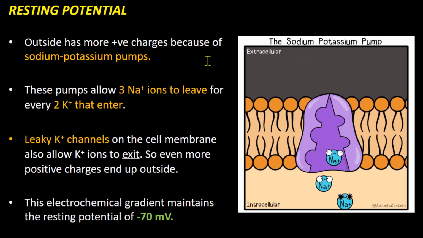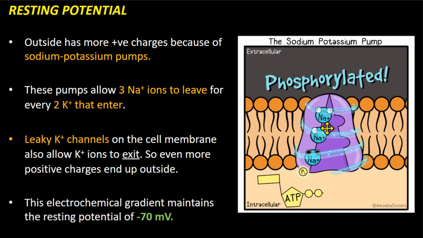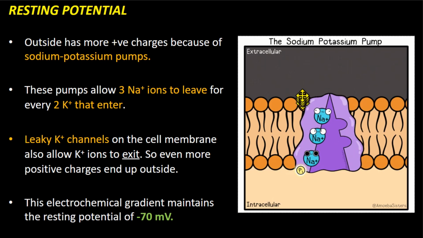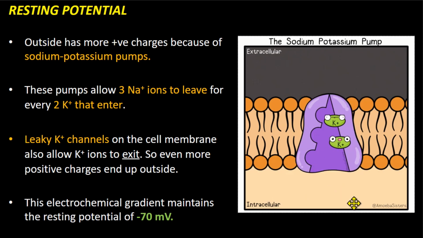So basically, why outside has more positive charges is because of these things called sodium-potassium pumps. What happens here is that these allow 3 sodium ions to leave for every 2 potassium ions that enter. So there's a net change in charge here because every time 3 sodium ions leave, 2 potassium ions enter. Of course, this uses ATP.